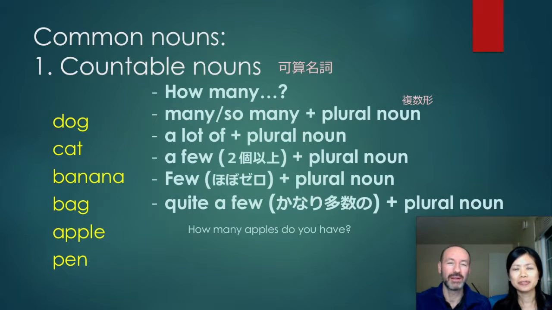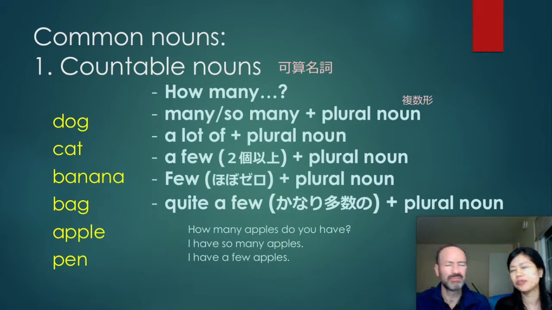Okay, so just a review. Here are some common expressions. How many apples do you have? I have so many apples. That means a lot of apples, right? I have a few apples means just two, three, or four. Exactly. I have few apples means I don't have enough.